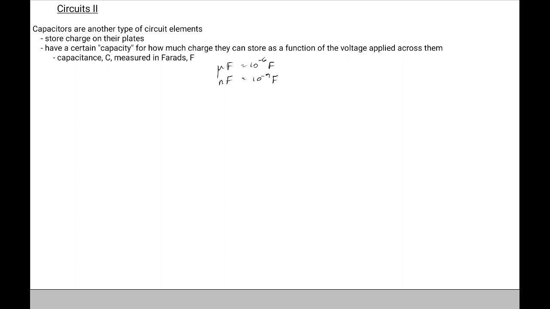So when we talk about capacitors, it's very seldom that we'll say, oh, the capacitor has a capacitance of 3 farads. That's really unheard of. The equation that relates the amount of charge that's stored on a capacitor to the capacitance and voltage is Q equals CV.